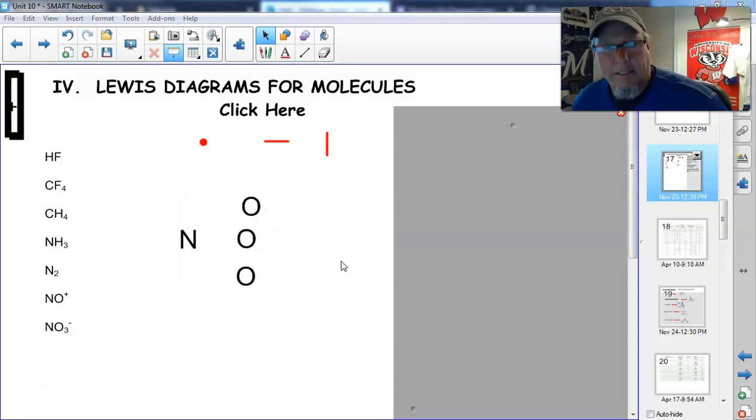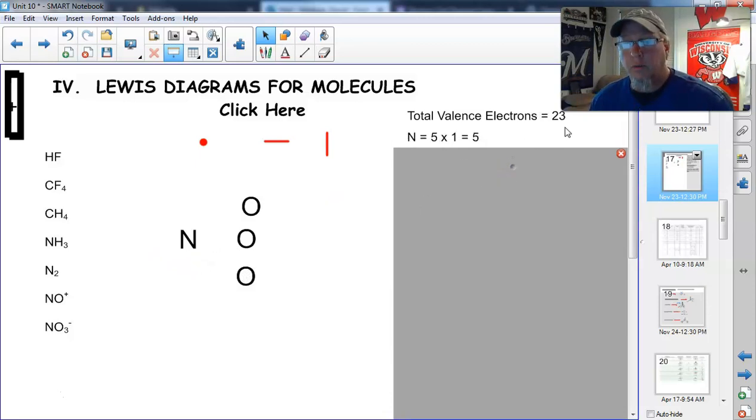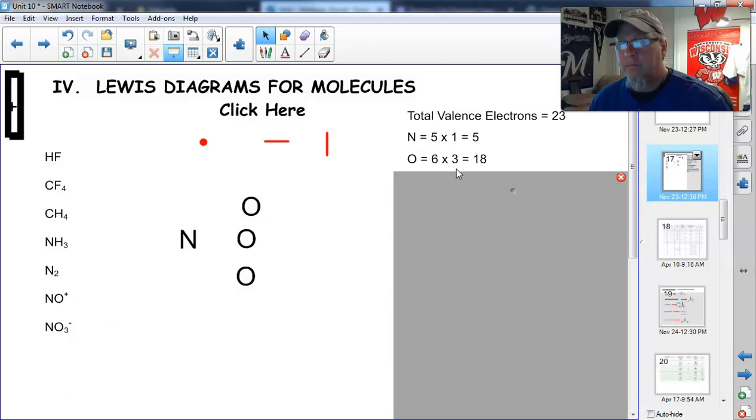All right, this is my last example that I'm going to do with you. The example, I think I'm starting with 23 valence electrons. That's the first step in any one of these, to count up the valence electrons. So nitrogen has 5. Just for the record, 23 is wrong. I'm going to show you that in a minute. Oxygen. There are 6 valence electrons in each oxygen, 3 oxygens total, so it's 18.